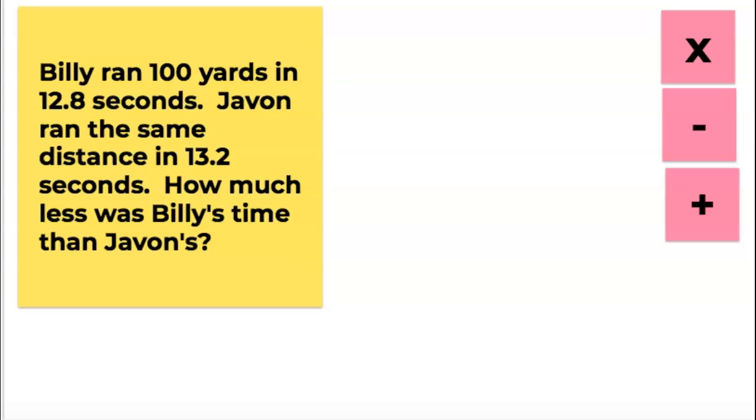Now, Billy ran 100 yards in 12.8 seconds. Javon ran the same distance in 13.2 seconds. How much less was Billy's time than Javon's? So you have two times, and you're looking for how much less. If you ever have it say how much more or how much less, you're trying to figure out the difference between the two numbers. How far apart are those two numbers? To do either of those things, you're actually going to subtract, because you're looking at how far apart they are, what the difference is.